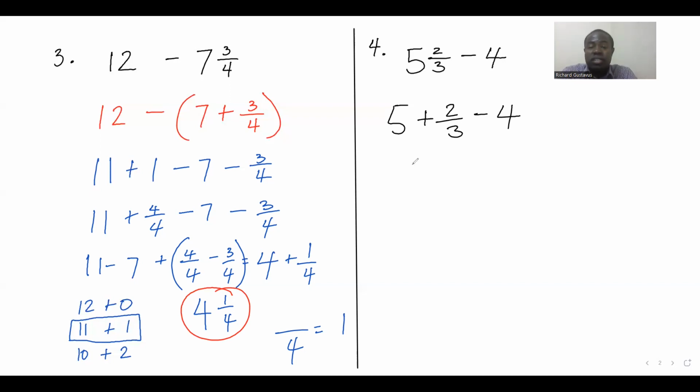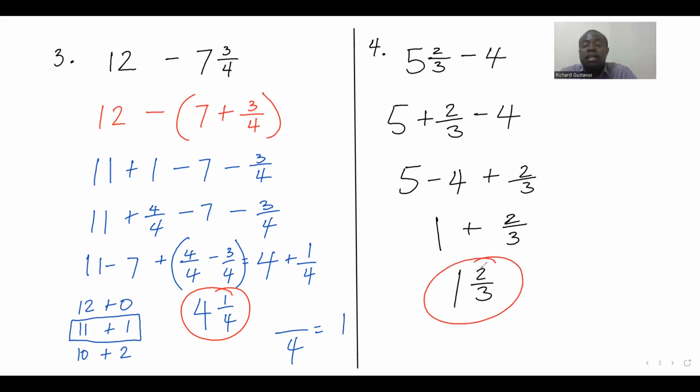So let's rearrange this. In rearranging this, we're going to put the whole numbers next to each other, right? So it's 5 minus 4, and then we put back our plus 2/3. So we are left with 1 plus 2/3. Now 1 plus 2/3 is the same thing as 1 and 2/3. So the answer for number 4 is 1 and 2/3.